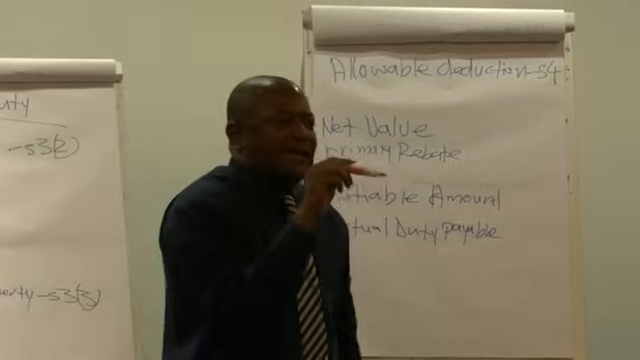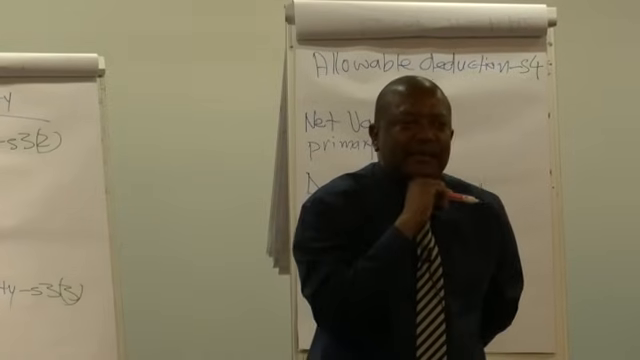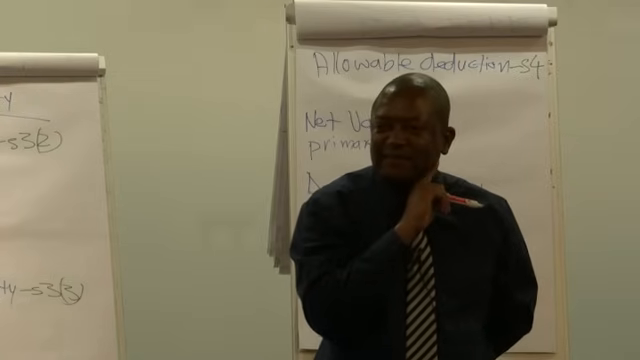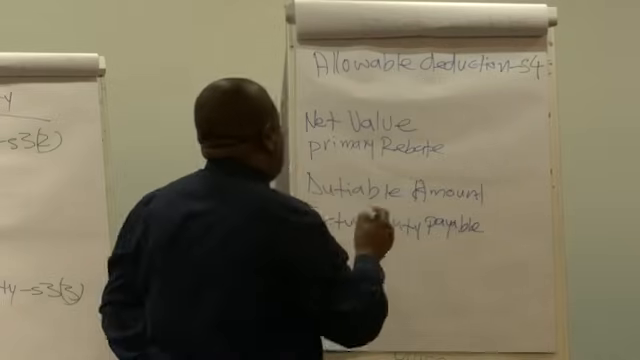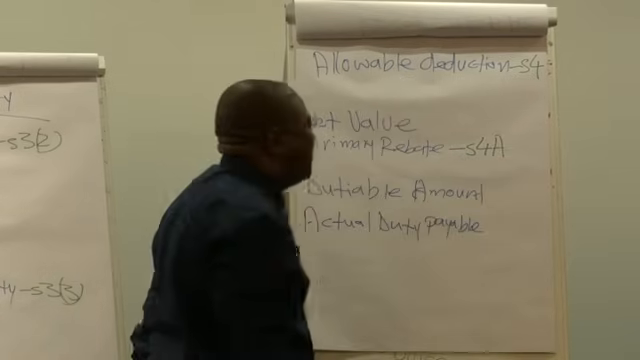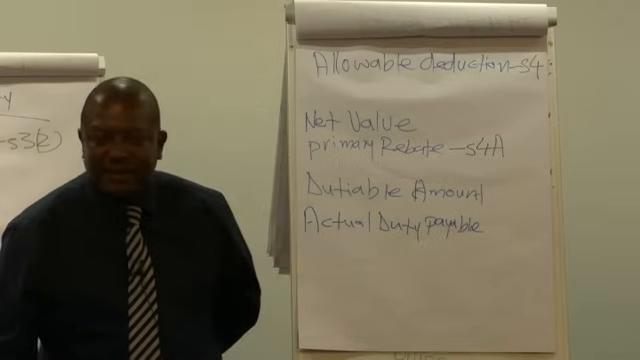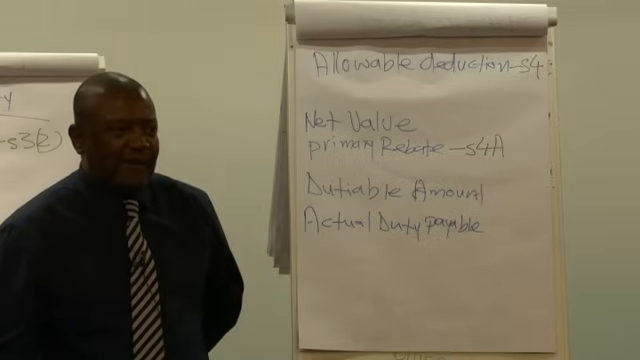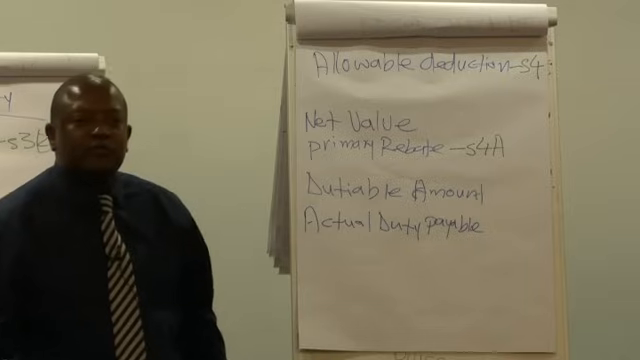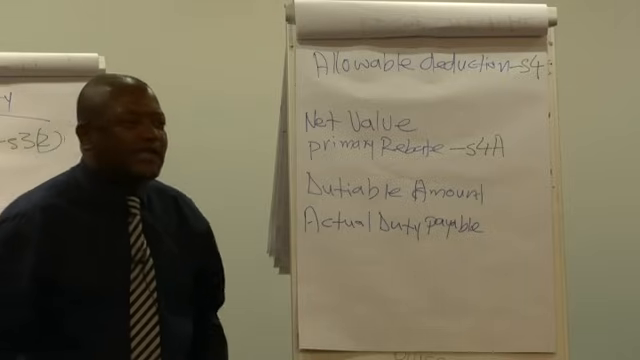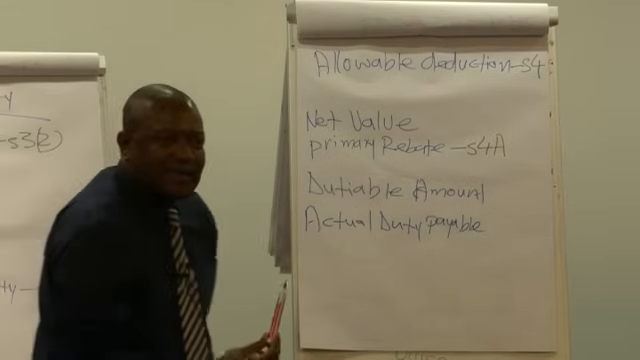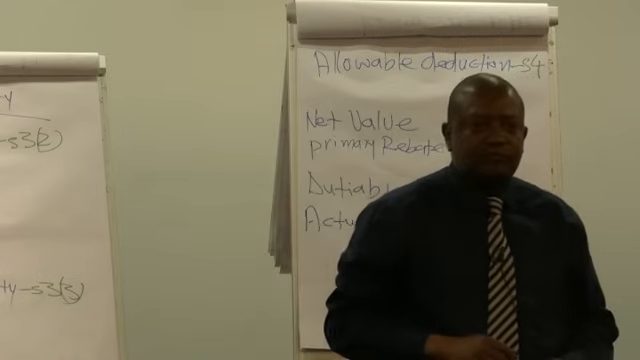Now the Estate Duty Act says that you must also deduct a primary rebate. Where does it tell us that we must deduct a primary rebate? The Estate Duty Act under section 4A tells us that we must deduct a primary rebate. We deduct a primary rebate from the net value, then we arrive at the dutiable amount. So we have arrived there using the provisions of the Act all the way. Can you see? That is what the Estate Duty Act says we should do.